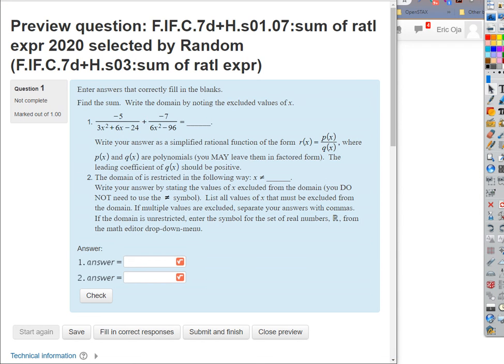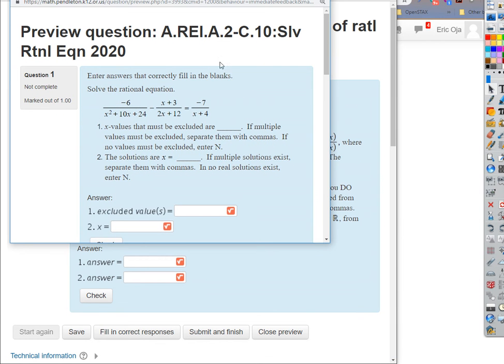So what do I use? One of those. Okay, here's the hardest one I could find for a solving an equation one.